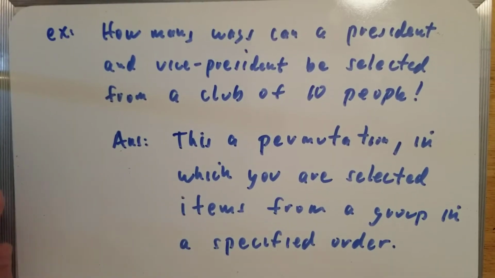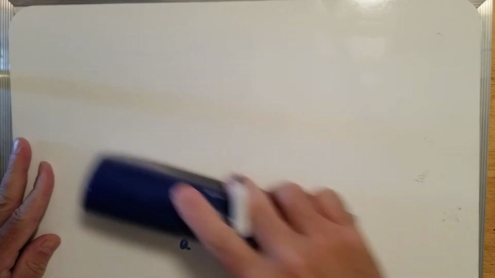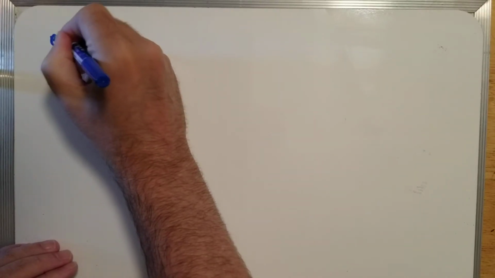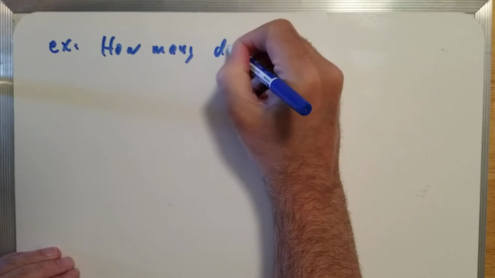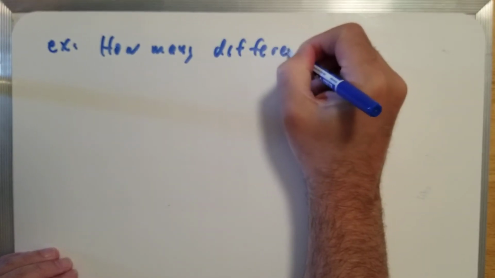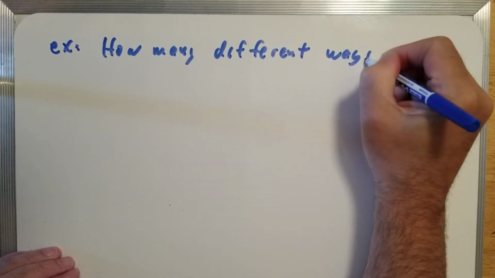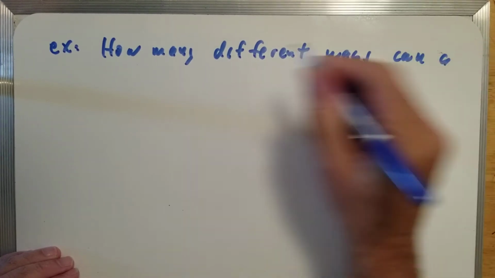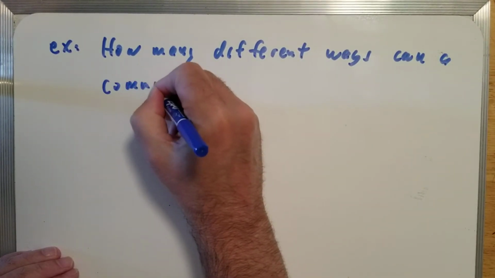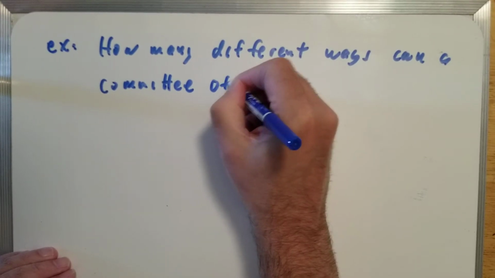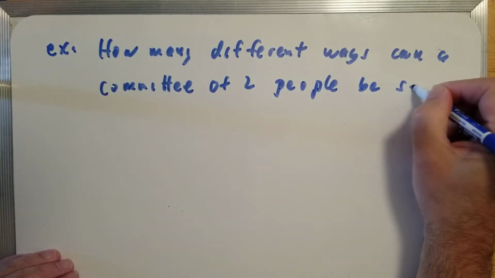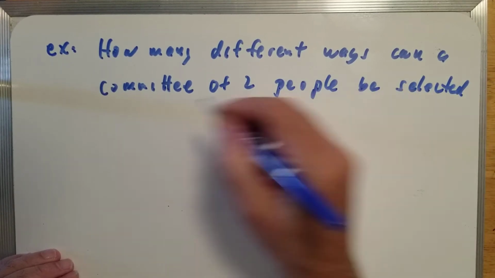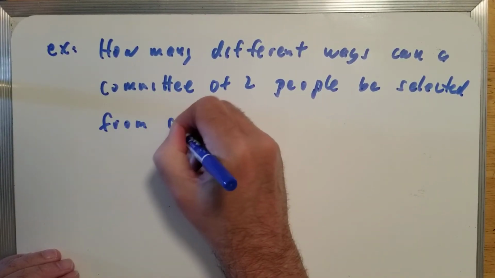Now, the last example would be similar to a permutation, but this is what's called a combination. How many different ways can a committee of 2 people be selected from a group of 8?